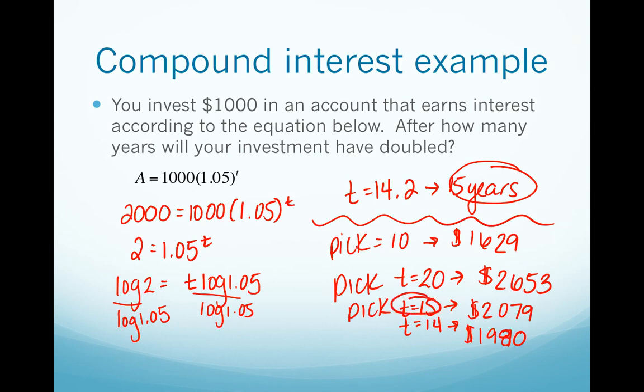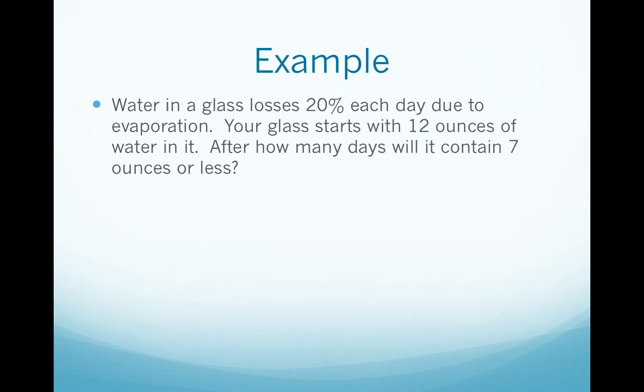So just another option if you forgot how to use your properties of logs or if you haven't learned them yet. So here you have an example where it says water in a glass loses 20% each day due to evaporation, and you start with 12 ounces of water, and you want to figure out after how many days it's going to contain 7 ounces or less. You could write an equation to model this scenario, but I think that a lot of times we maybe are a little bit uncomfortable with that just because we have a hard time writing an equation from our problem. You can just make a T-chart that gives you the day and the amounts, and then figure out how long it takes to be 7 ounces or less.